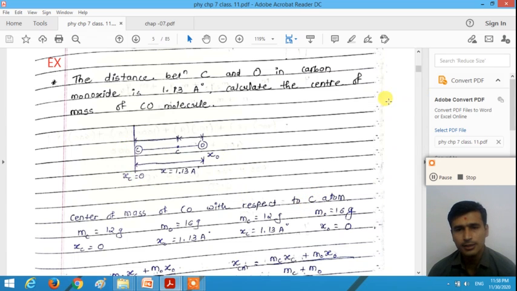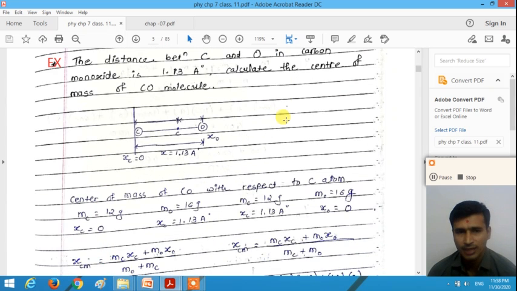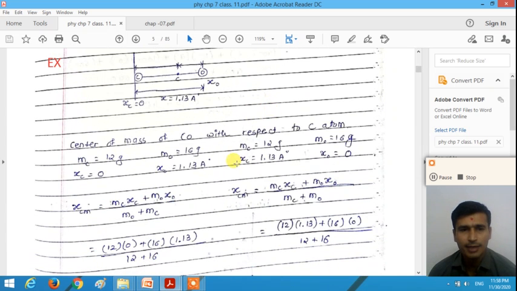So to calculate the center of mass, we require two things. Which two things? The mass of the particles and the distance from the origin. So first we calculate the center of mass of carbon monoxide with respect to the carbon atom. We place the carbon atom at the origin, so the distance xc we take as 0. The mass of the carbon, you know, is 12 gram, and the mass of the oxygen is 16 gram, and the oxygen is at a distance xo of 1.13 angstrom.